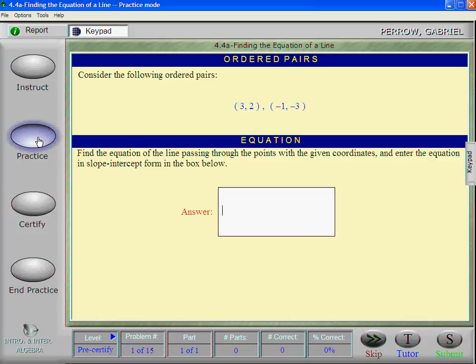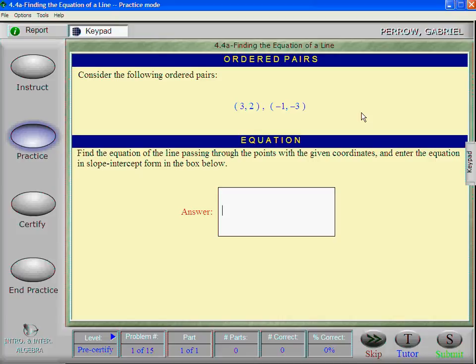You don't want to go haphazard with this, doing it the wrong way and reinforcing it the wrong way and then realizing afterward you're doing it the wrong way. So let's try to make this stick right. It says you've got 2 points, 3 comma 2, and -1 comma -3. And it says find the equation of the line passing through the points given with the given coordinates and enter the equation in slope-intercept form in the box below.